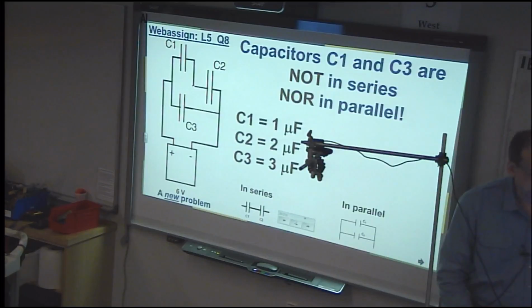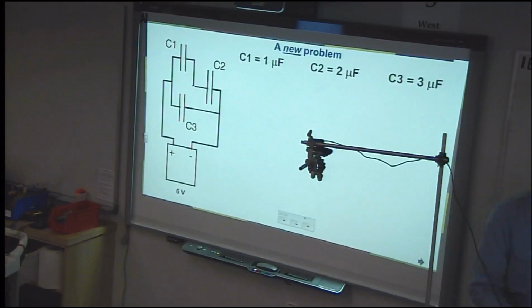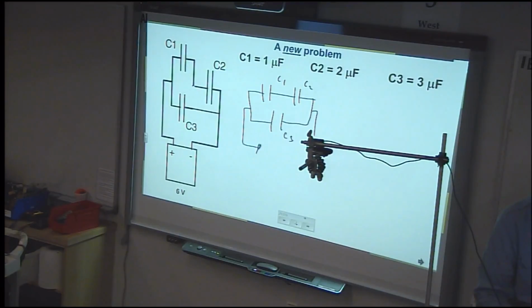Capacitor number 1 and capacitor number 3 are not related. In this situation, capacitor number 1 is related to capacitor number 2. So in this situation, C1 and C2 are in series, and C3 is parallel to those.